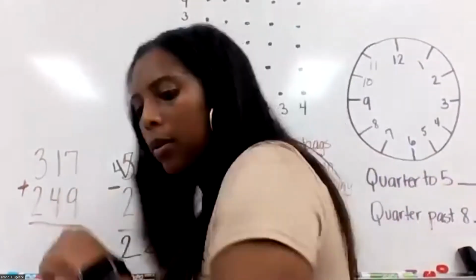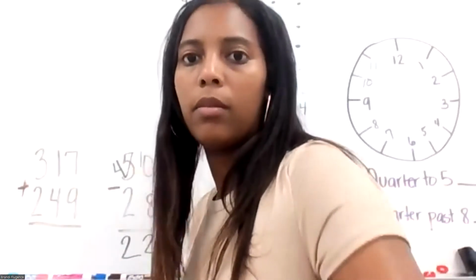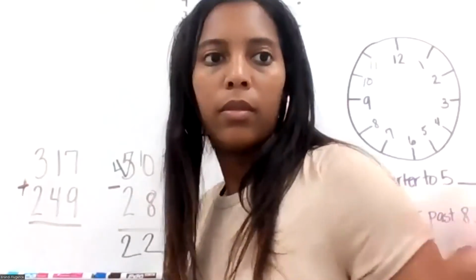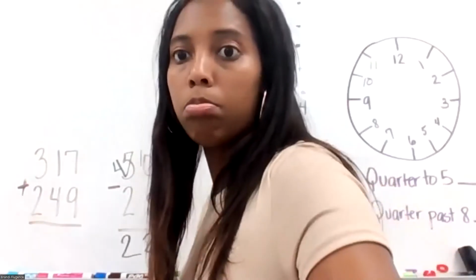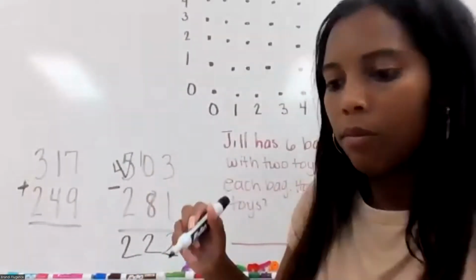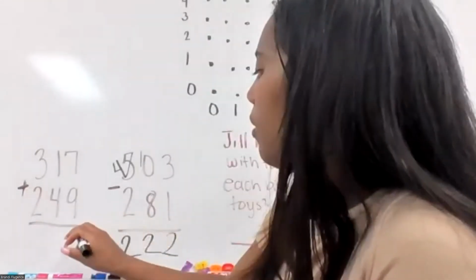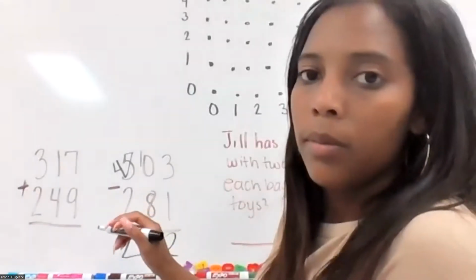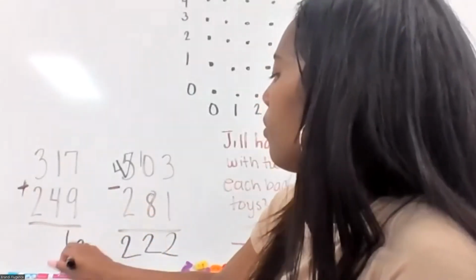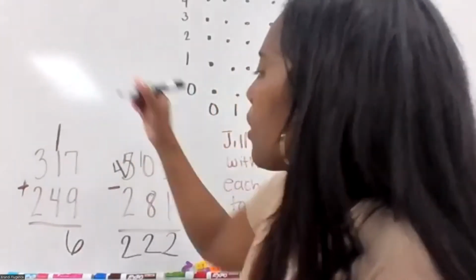Okay, anybody wants to walk us through this one? How do we add it up? Okay, go ahead, Josiah. 7 plus 9 equals 16. Okay, how do I show 16? Put the 6 down and put the 1 above the next column.